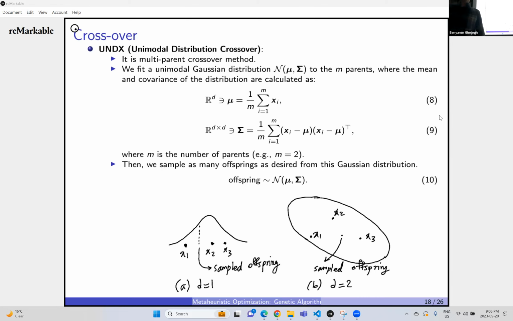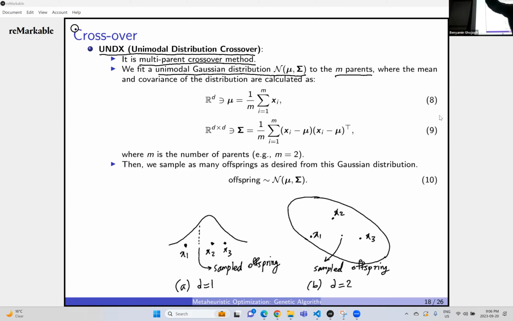Now let's make it a bit complicated. This is UNDX, unimodal distribution crossover. Sometimes I put some more complicated things for you not to be bored, okay? So one of them is this. It is a multi-parent crossover method. So you should have it for 3 or more parents. What do we do? We fit a unimodal Gaussian distribution with mean mu and covariance sigma to the m parents. Assume you have m parents.